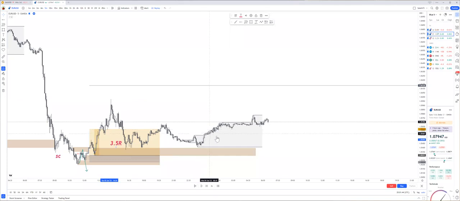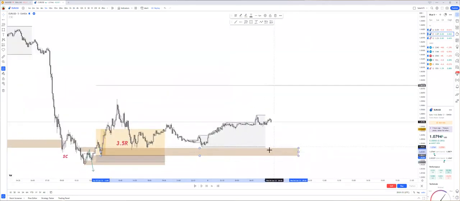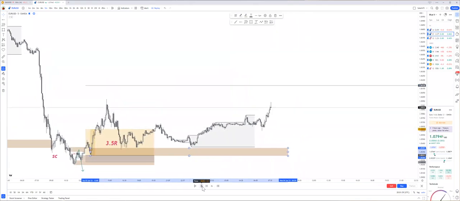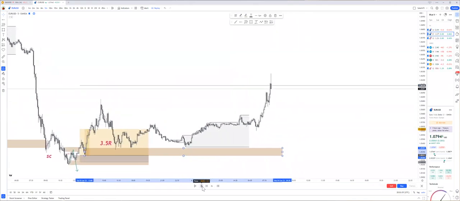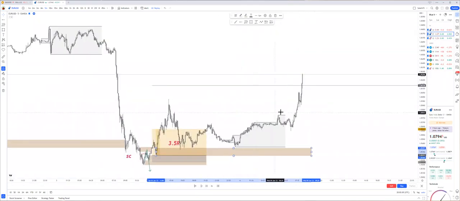Now, this looks like it definitely wants to tap into this area. So all I would be looking for is a tap in this area. If it doesn't come below this low, I'm not basically entering any trade today. Let's see what happens. Now that it's done this, right?